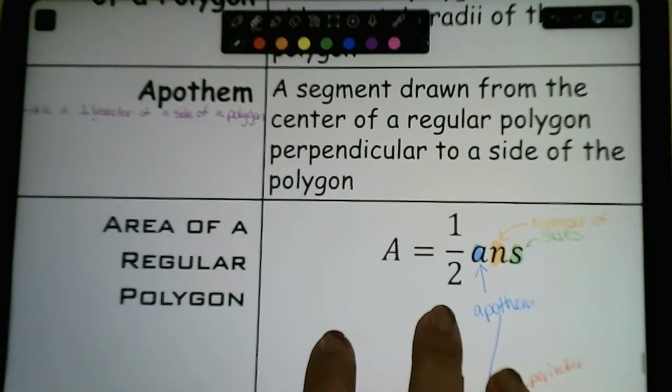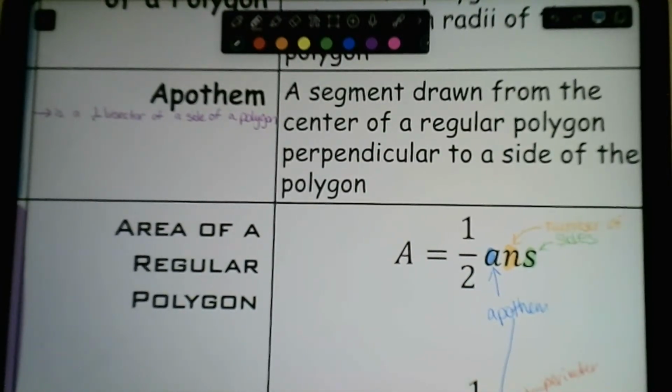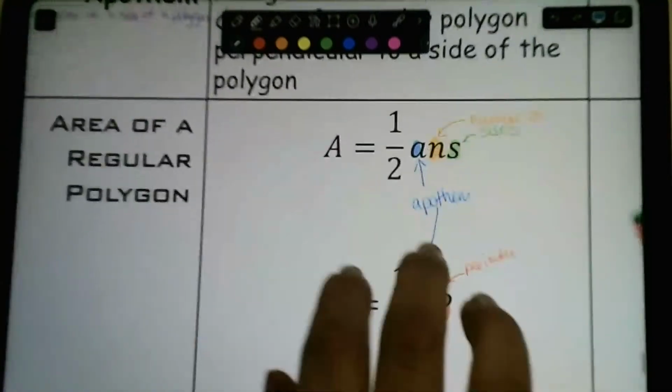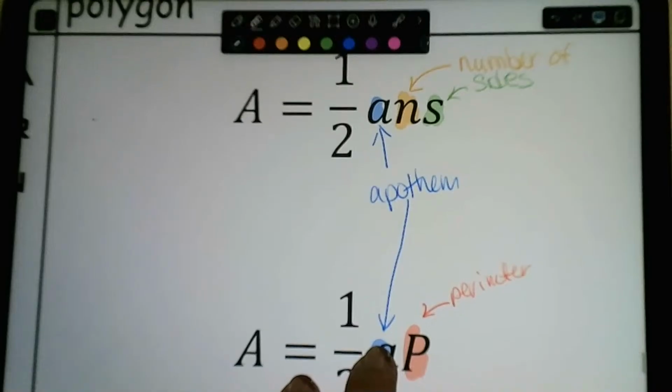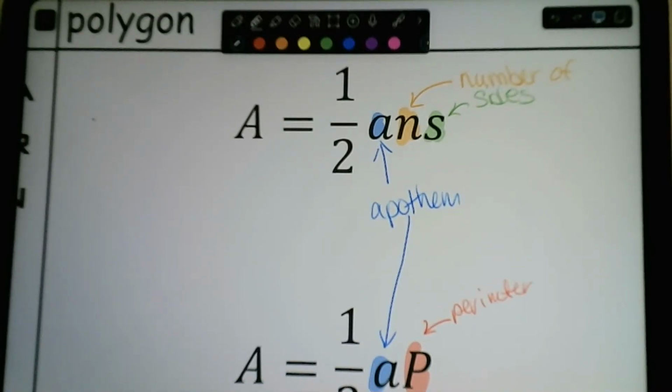It's a segment that you draw from the center of a regular polygon and it's perpendicular to the side of the polygon. It also ends up being the perpendicular bisector, so it's going to cut that side into 2 equal pieces. So that's what the A stands for in these formulas. The top one is N times S, N being the number of sides and S being the length of the side. If you take the number of sides and multiply it by the length of the sides, that gives you the perimeter of the polygon, yes? So you also see this formula written as 1/2 times the apothem times the perimeter.